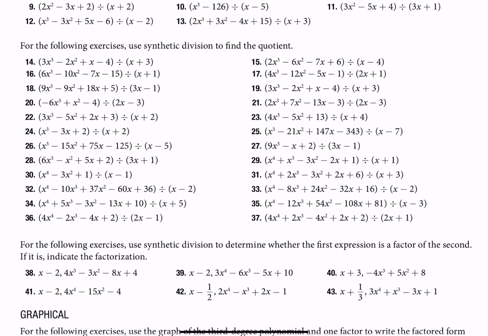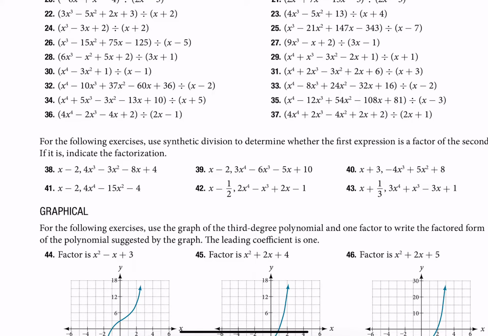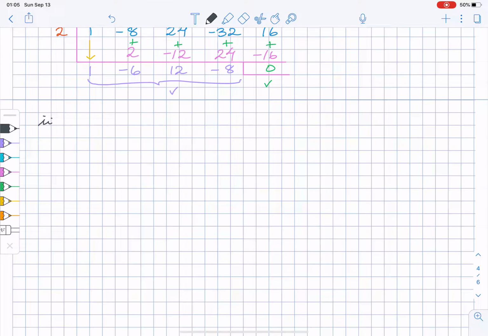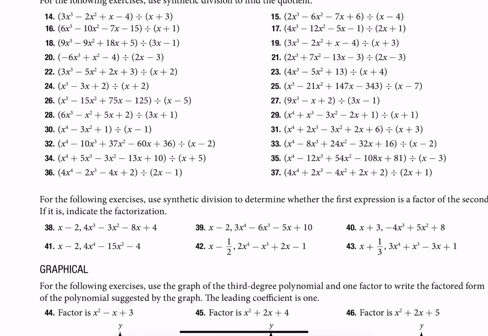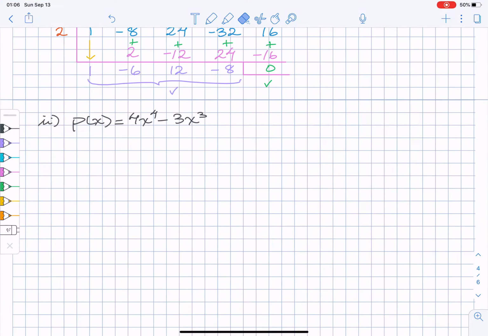Let's do one with a coefficient like 36. So p of x is equal to 4x to the 4th minus 2x cubed minus 4x plus 2. I said 3 at first, but it's minus 2x cubed. I'm so delirious.